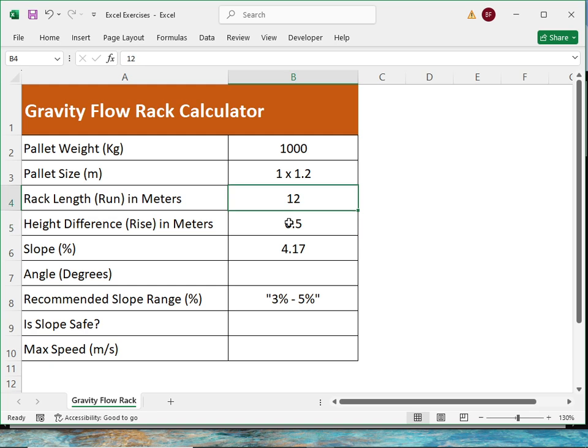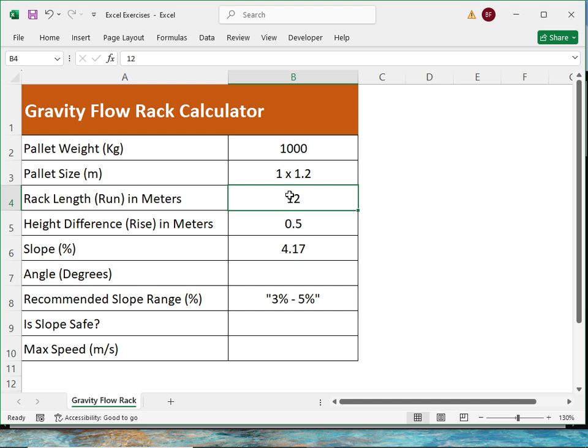This 12 meter length of the gravity flow rack will depend on the size of the warehouse or the floor area of the warehouse. So there should be a space where the forklift can put the pallet in place at one end of the rack, and another forklift will be able to pick up the loaded pallet at the other end of the gravity flow rack.